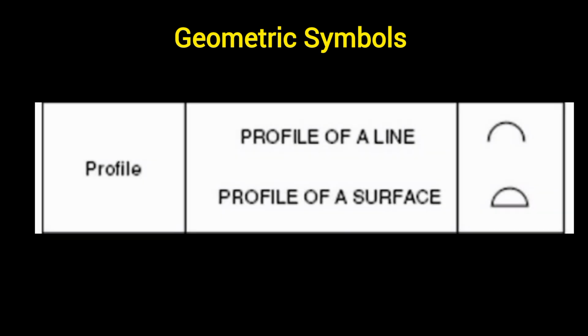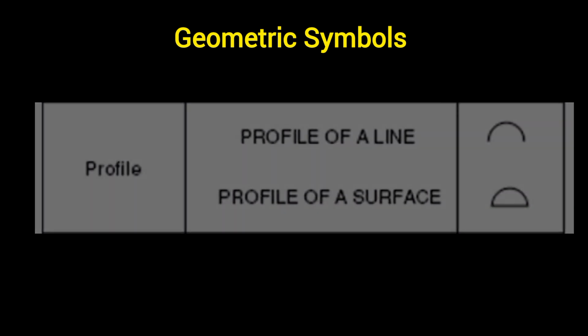Moving on to our next category, that is profile. In this we have profile of a line along with its symbol and profile of a surface along with its symbol. Sometimes it requires a datum and sometimes it does not.